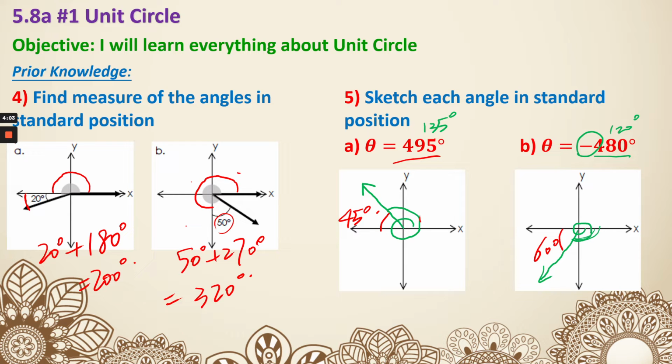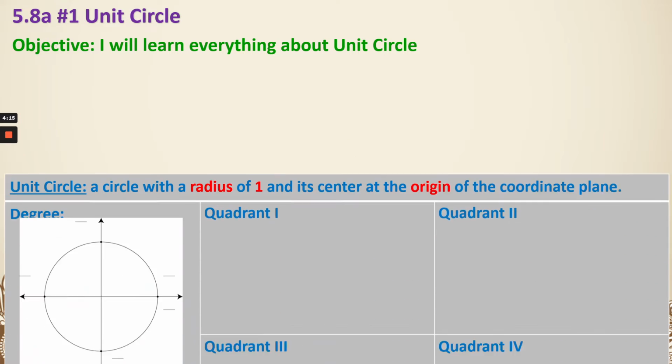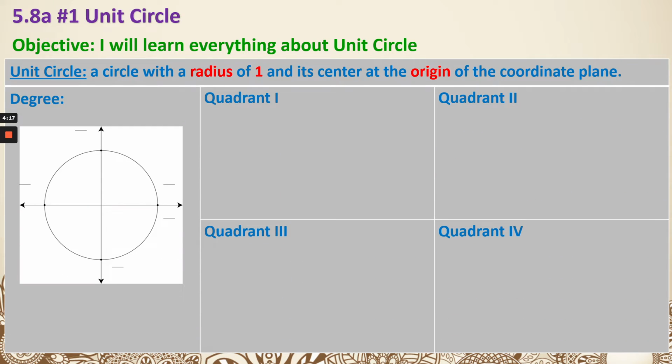Something else we emphasize: make sure you actually draw the arrow to indicate which direction our angle is rotating. So that is number 5. Now let's get to the unit circle stuff. Inside a unit circle, well, let's define it first.